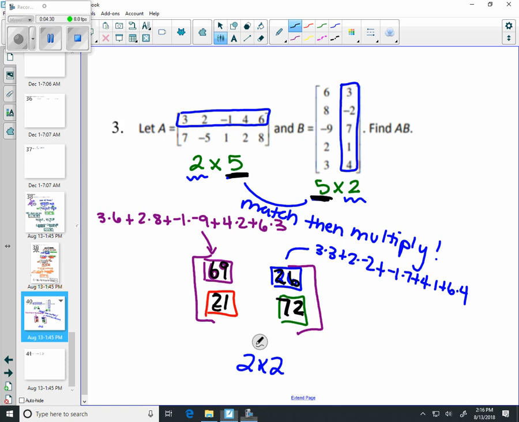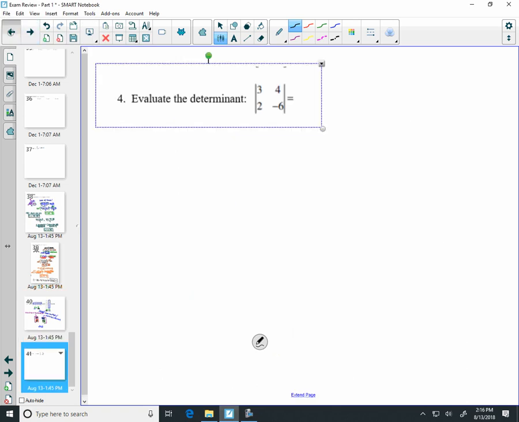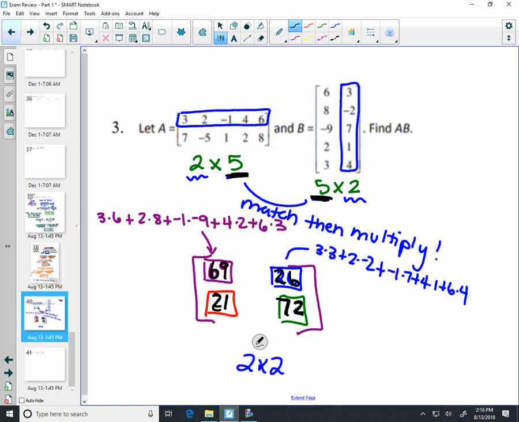Last problem on our review. And of course, if you have more questions about that one or don't remember the calculator entry, take a look at the ACT prep stuff that we did and come see me.